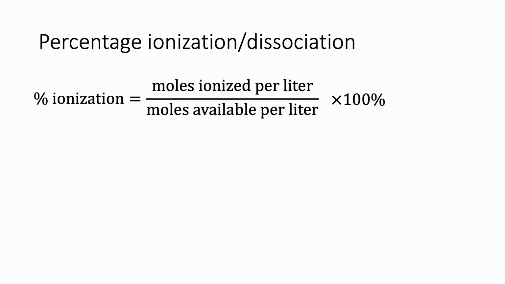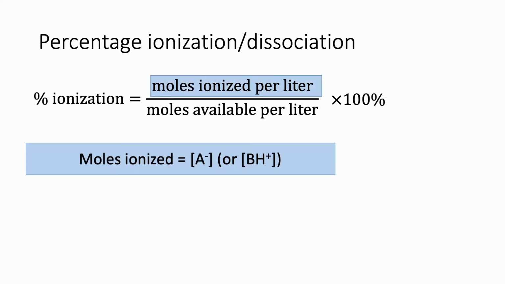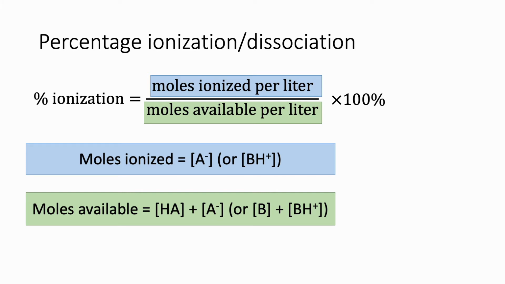All right, let's look at this equation. There's a bunch of words in there that might sound like gobbledygook. So the moles ionized per liter is basically the number of moles that become the charged form of your acid or base. So that would either be the conjugate base of your acid or the conjugate acid of your base, A minus or BH plus. We also have the number of moles available per liter in the denominator of our fraction, and that's basically the total number of moles that could ionize.